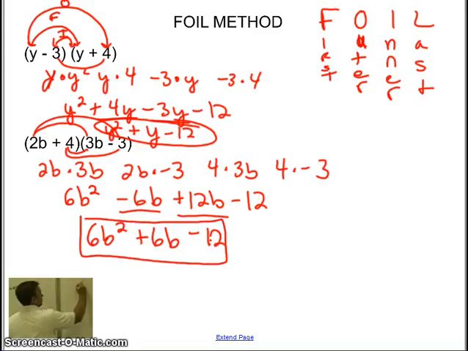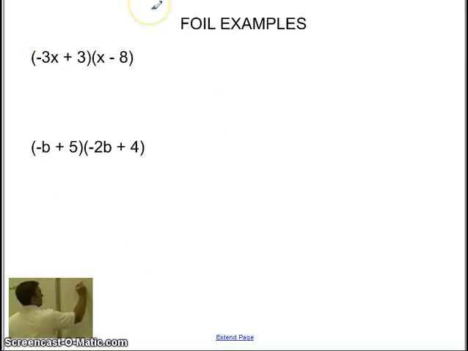Alright, and then the last method we're going to show you. Skip this page for right now. And if you want more examples on FOIL, come see me. I'll go over these with you.